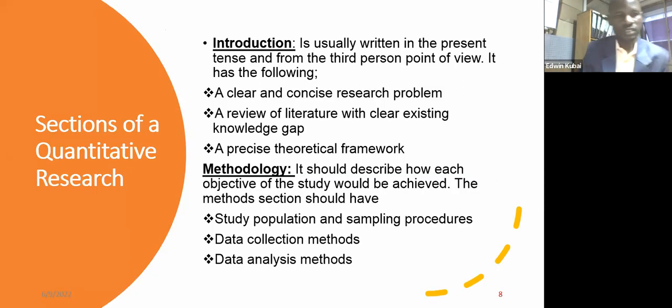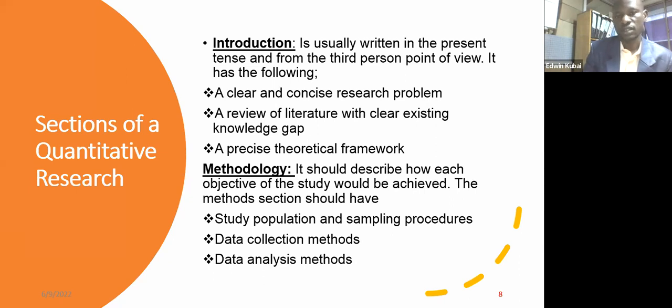Now, the issues in terms of sections of a quantitative research design. If you're carrying out a quantitative research study, there are sections that are very critical and that you must take into consideration. One, you have the introduction, which is usually written in the present tense and from the third person point of view. When you have the introduction, you must specify how you are writing it. It must be in the present tense and from the third person point of view.